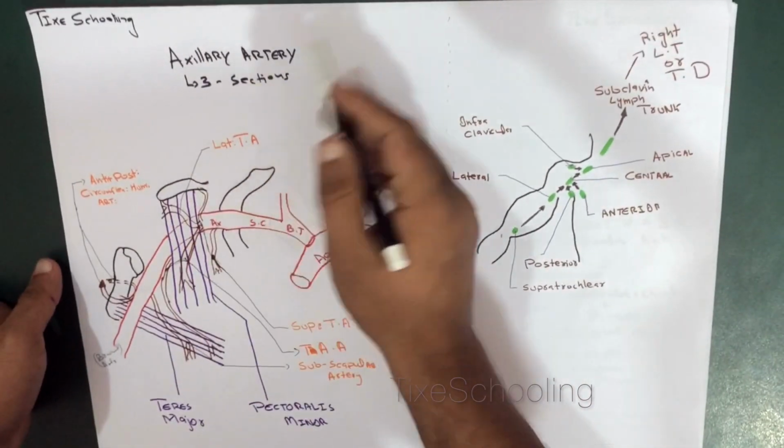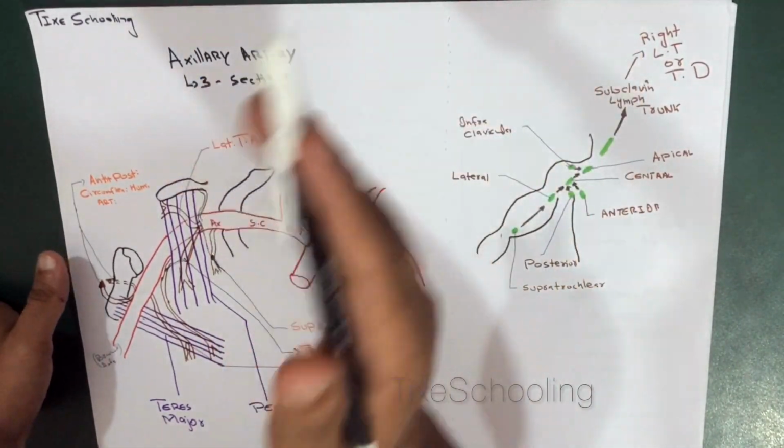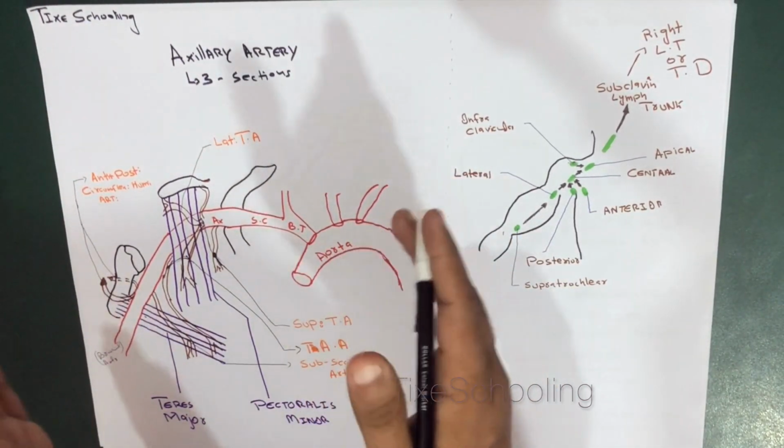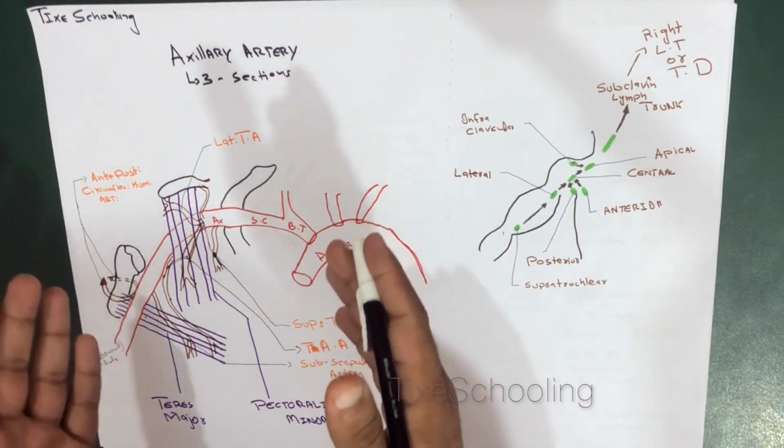So this is it regarding the axillary artery. Very easy, very simple. Three sections, how the branches are arising. I have explained it as easily as possible.